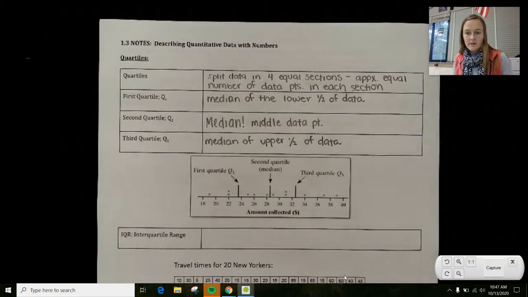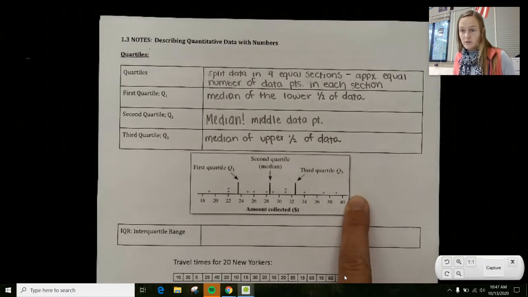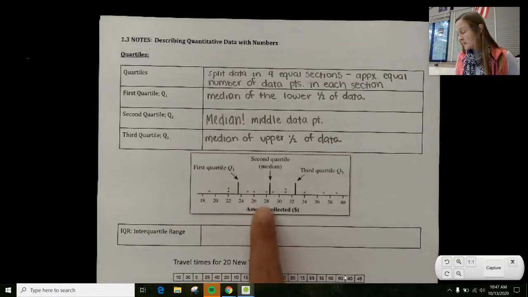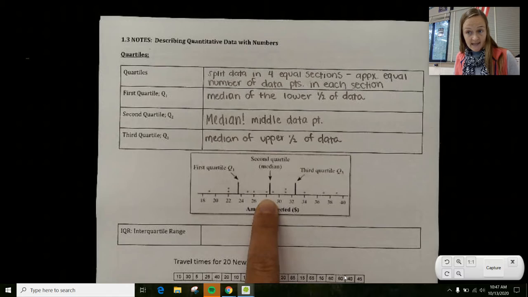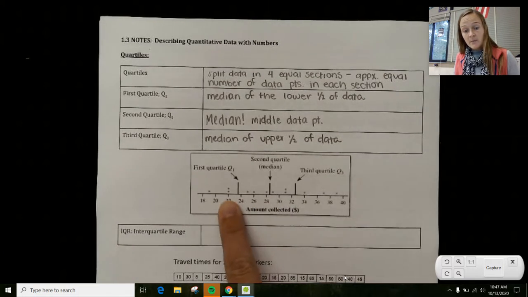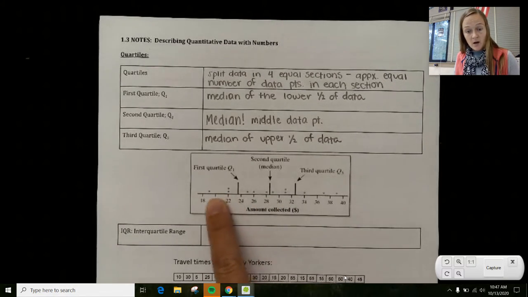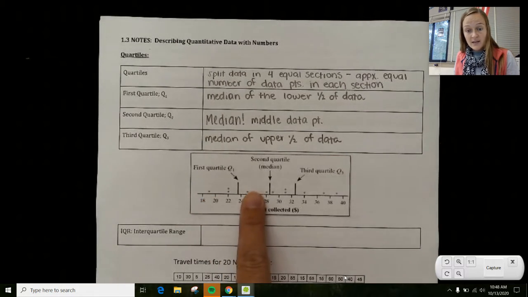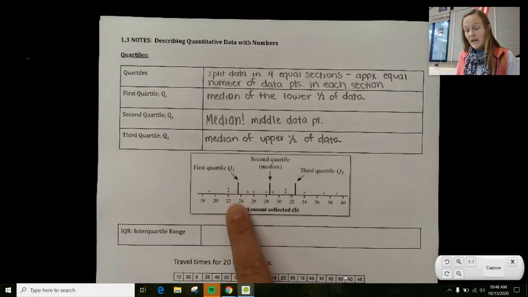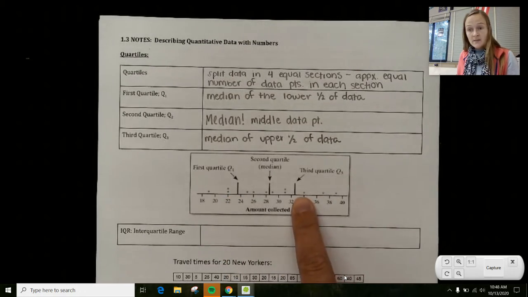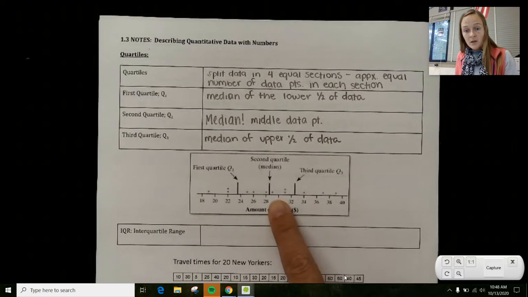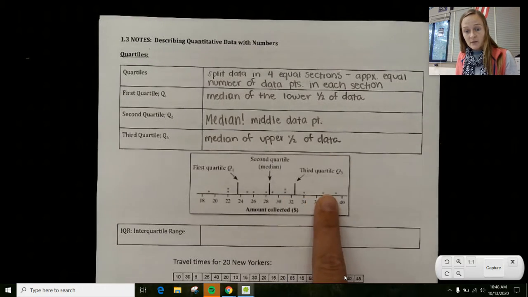All right, so you see a little example here on a dot plot. Normally you just do this by data values. Here you see the median, or the second quartile, is right in the middle. In the middle of the lower half of data, notice there are 3 data points to the left of the lower quartile and 3 data points to the right. So that's the median of the lower half of the data. And then the third quartile, sometimes called the upper quartile, you have 3 data points to the left, 3 data points to the right.